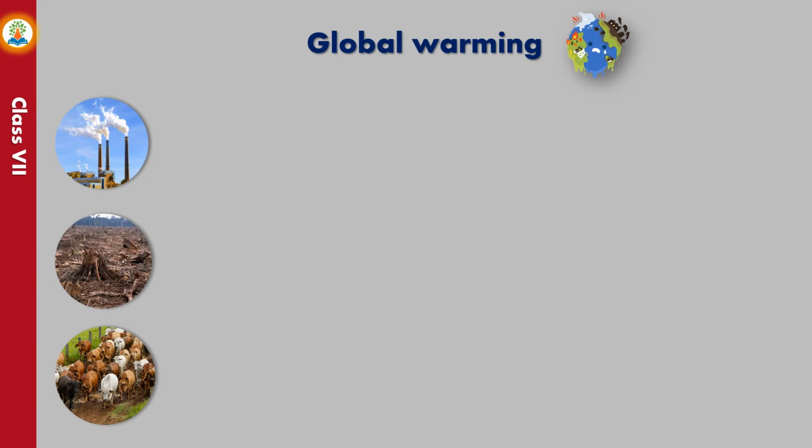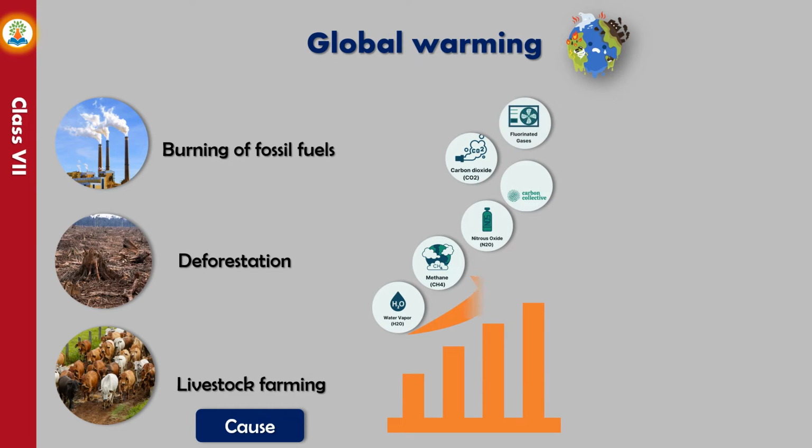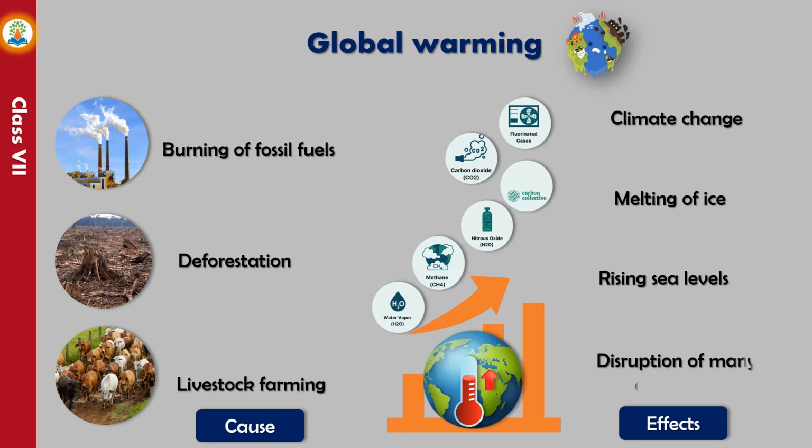However, in recent years, due to human activities like the burning of fossil fuels, deforestation and livestock farming, the amount of greenhouse gases in the atmosphere is increasing continuously. This has caused the atmosphere to trap more heat, leading to an increase in the average global temperature. This phenomenon is known as global warming. Global warming has had various adverse effects like climate change, melting of ice caps and glaciers, rising sea levels and the disruption of many ecosystems.